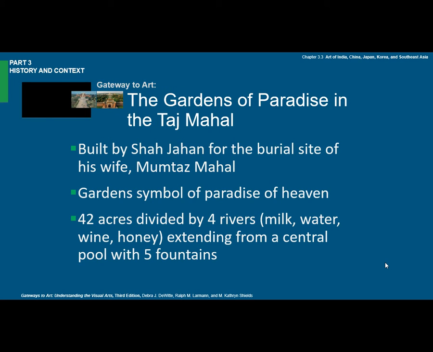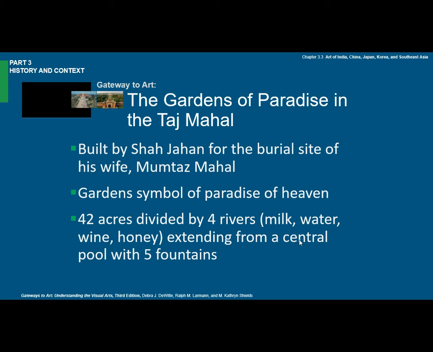So Shah Jahan and his wife passed away. He had many wives. She just happened to be his favorite, as he said. The garden symbolized paradise of heaven, so he could be close to her. It's 42 acres, divided by 4 rivers, milk, water, wine, and honey.